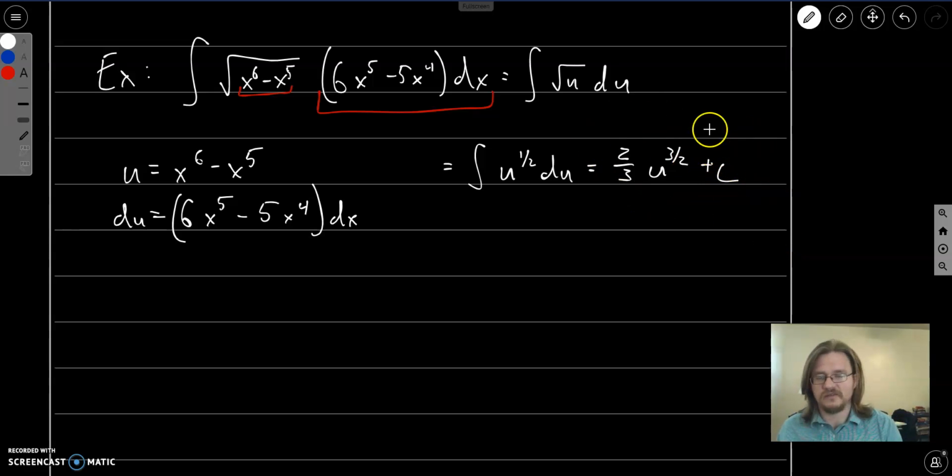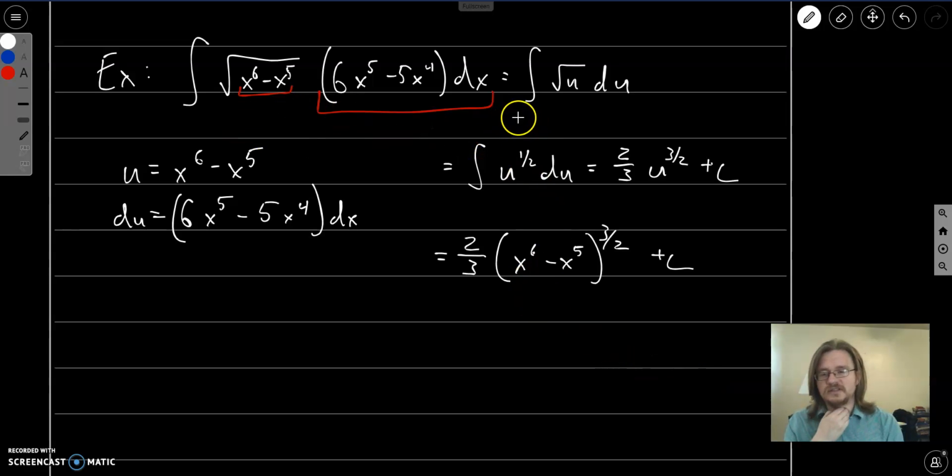So here's our final answer, right? No, because we're taking an antiderivative with respect to x, so our final answer should be with respect to x. This is going to be 2/3 times x to the 6th minus x to the 5th, all raised to the 3/2 power, plus c. So with u substitutions, in general, if you find the right u sub, the antiderivative is going to be fairly straightforward to take. It's finding the correct u substitution that requires a little bit of practice.